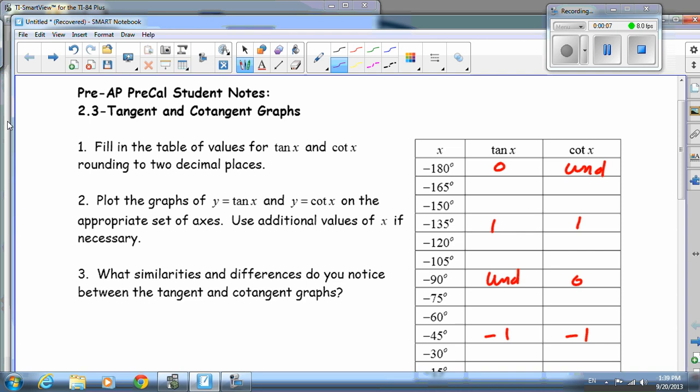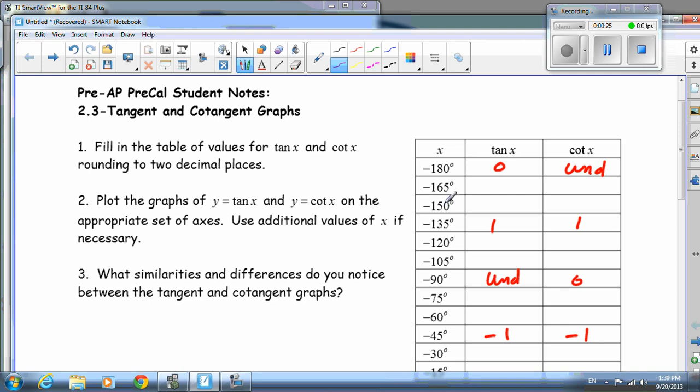It's our 2.3 tangent and cotangent graph. In order for us to graph our tangent and cotangent, let's start by thinking about how exactly the graph looks like. To do so, we will use our calculator. However, this is a non-calculator unit.